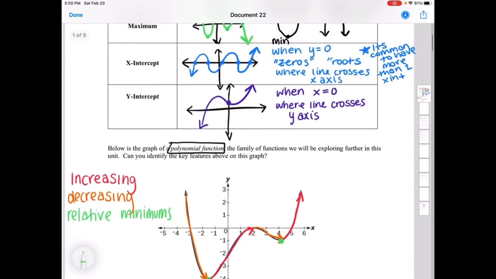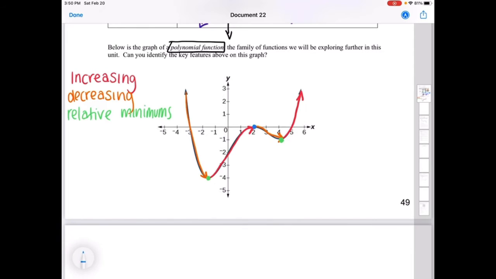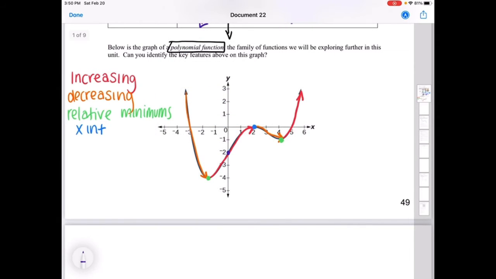Then we want an x-intercept and a y-intercept. So x-intercept would be right here. X-intercept, and now I want the y-intercept, which is right here. And that's all. All right?